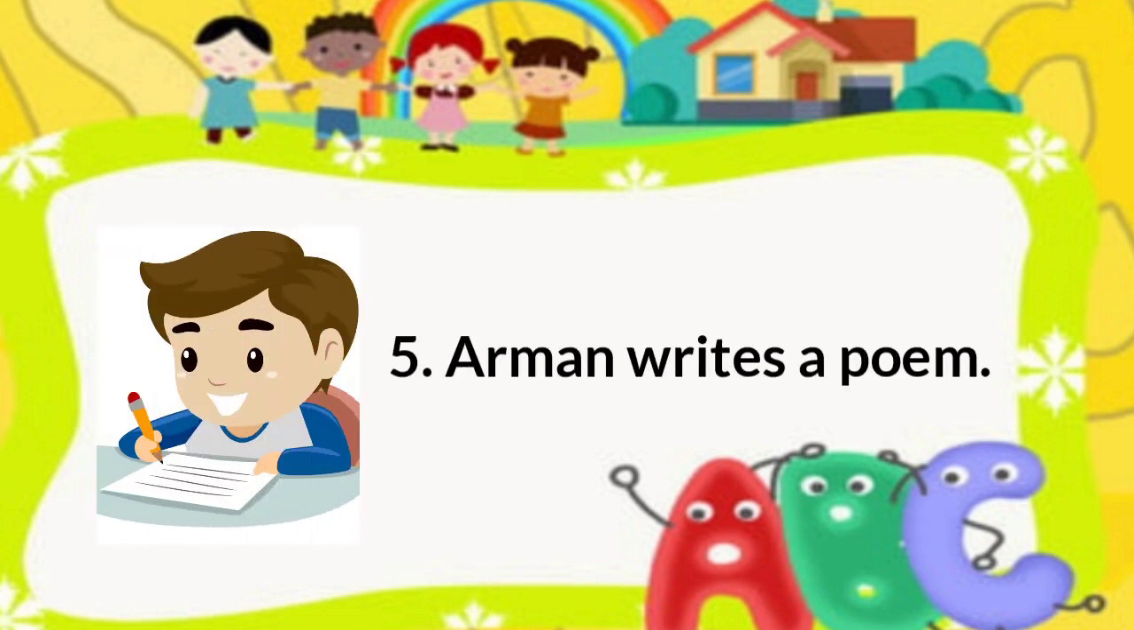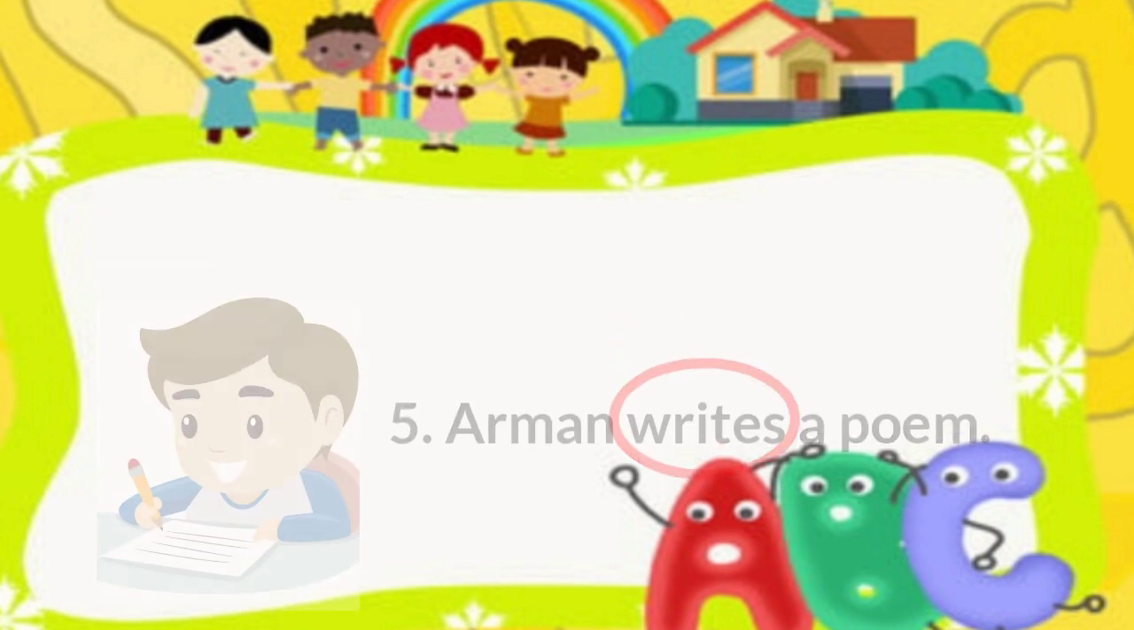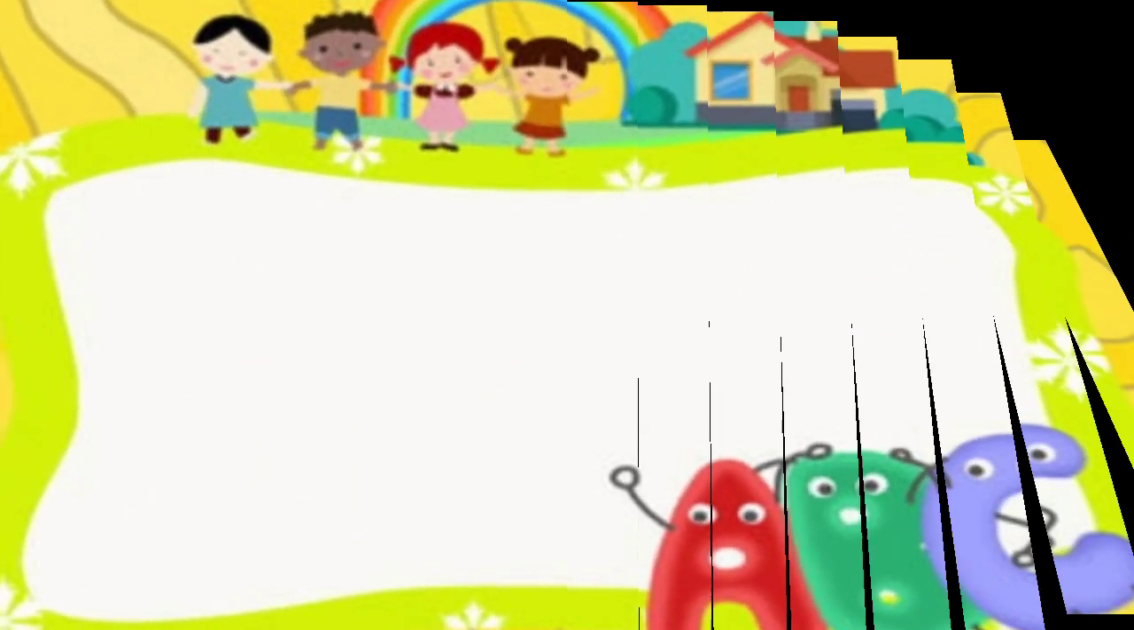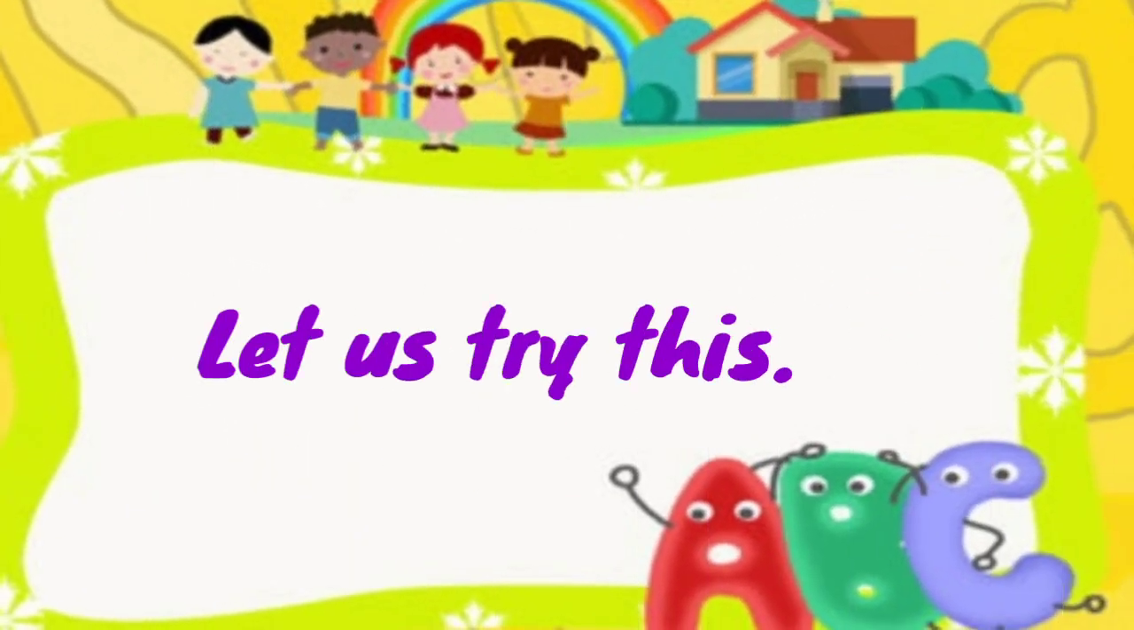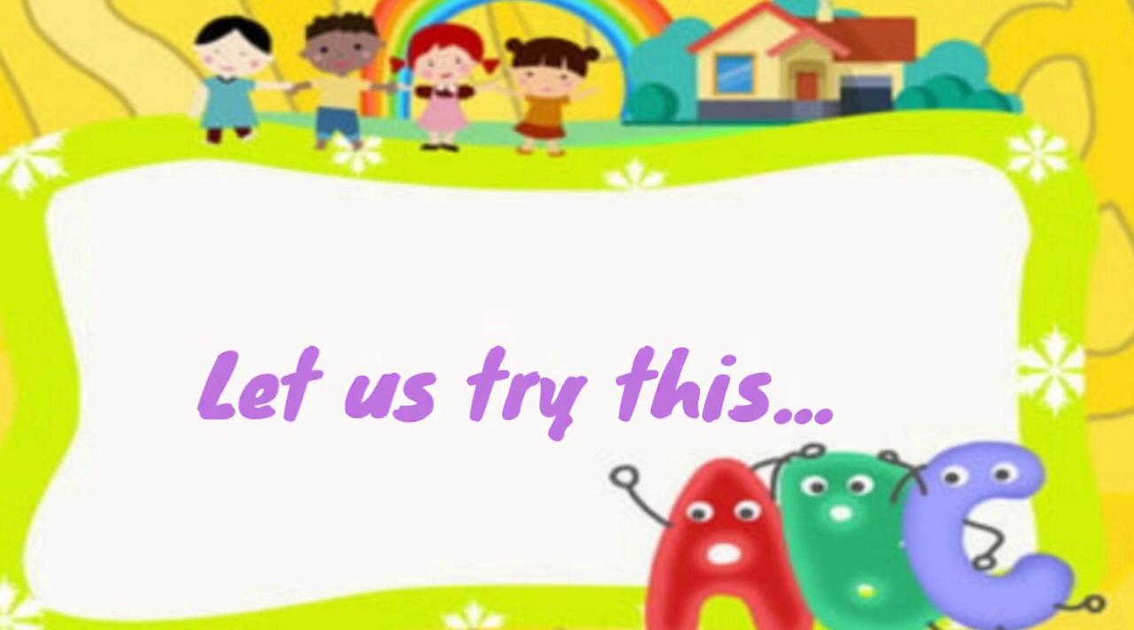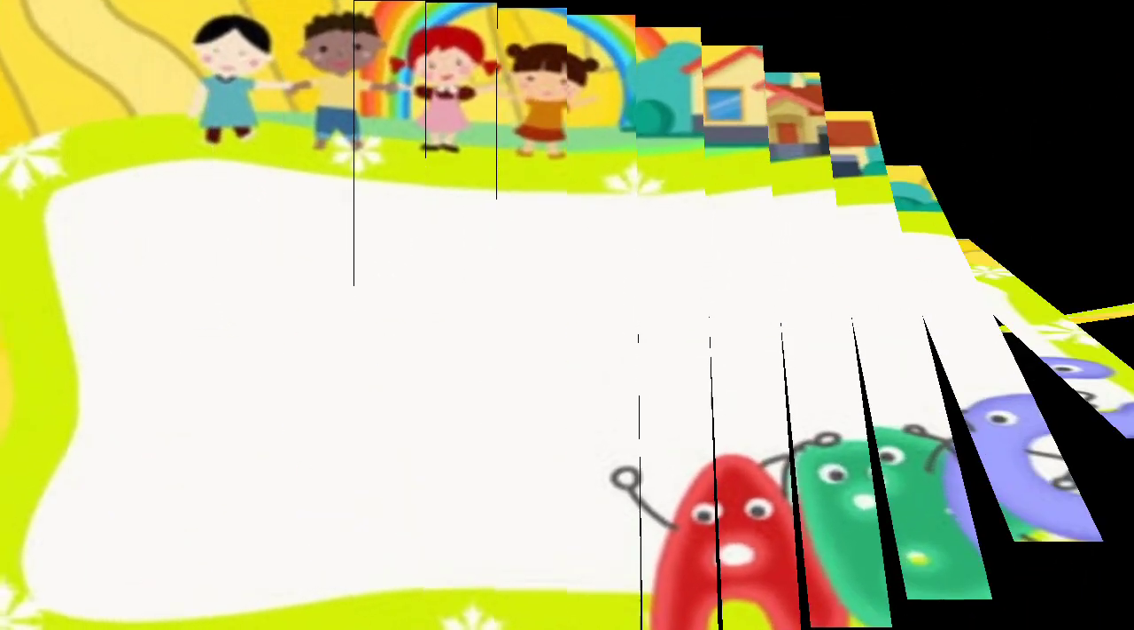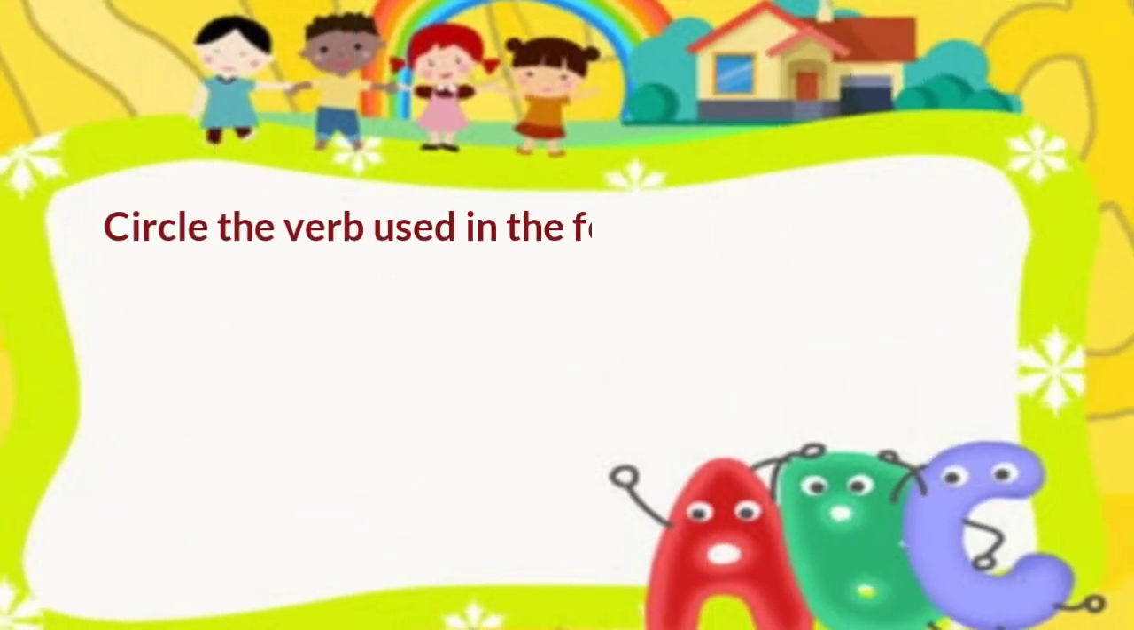Arman writes a poem. Writes is a word that does an action. Writes is a verb. Let us see how well you understand our lesson. Let's try this. Circle the verb used in the following sentences.